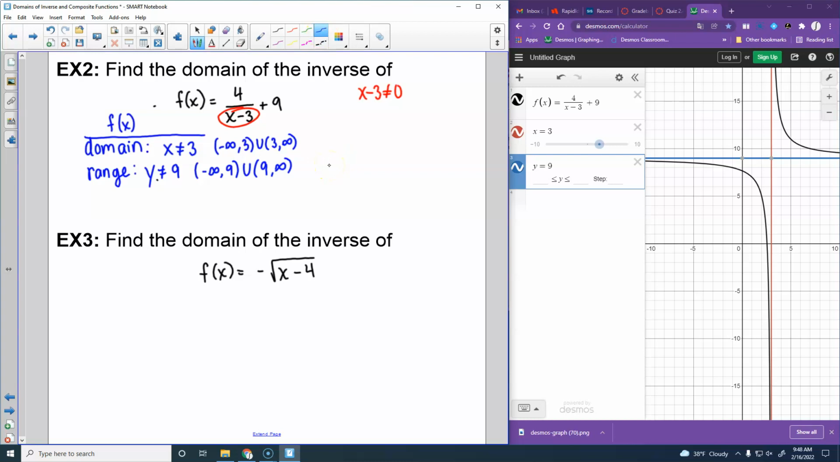So this is the hard part. Then the inverse is really easy because you just got to switch them. So the domain of our inverse, now, you do want to switch the letter whenever you do this. So the domain is going to be x cannot equal 9, and range is going to be y cannot equal 3. So make sure when you switch, the domain always has to be x's, range always has to be y's for that.